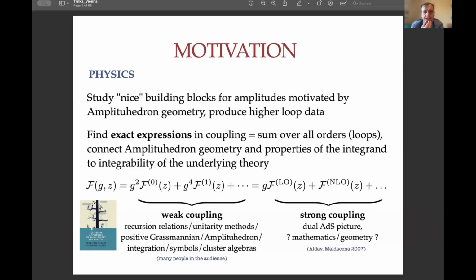And then a more ambitious motivation is to find some exact expressions in the coupling. So sum over all loop orders, not necessarily for the amplitude, which we will not be allowed to do, but potentially we would like to do it, and study the function as a function of coupling, not just as a function of kinematics. So in this formula, the f will be the function we will eventually study. It will be like the amplitude, but it will only depend on one kinematical variable. That will be a huge simplification. And it will also depend on the coupling.